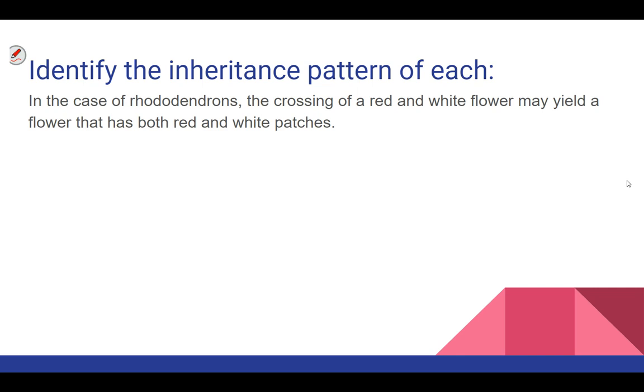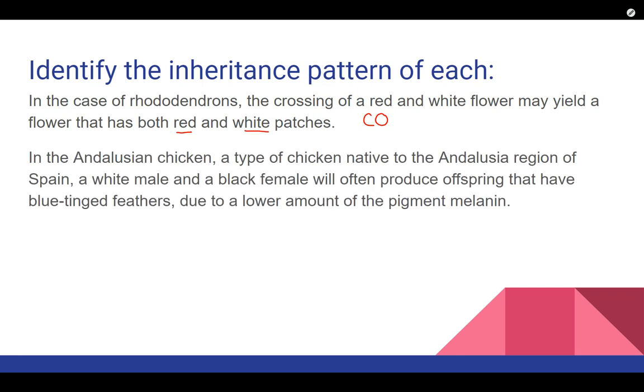Codominance? We all agree? Yes. This one is codominance because you see the red and you see the white side by side. Could be stripes, could be spots, could be splotches and patches like this. But if you see red and you see white, that's codominance.